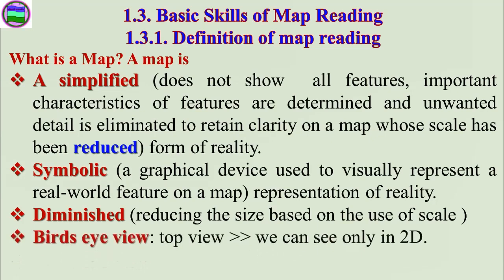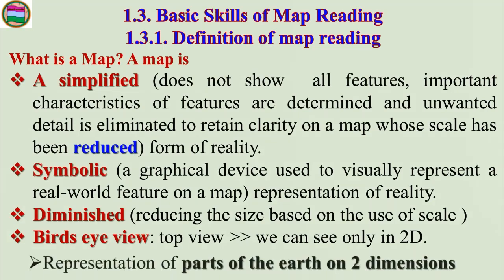And the other one is that a map is a bird's eye view, meaning that it is a top view. We can see only a two-dimensional surface. But in reality, we can see every feature in a three-dimensional surface. On the map, we are looking at it in terms of a bird's eye view or top view, so we can see only a two-dimensional surface.